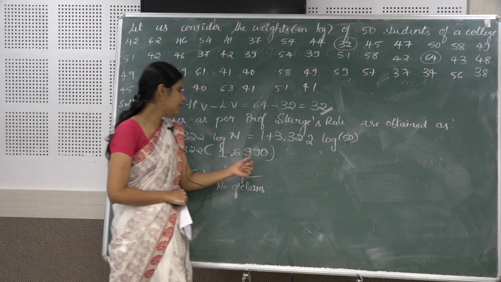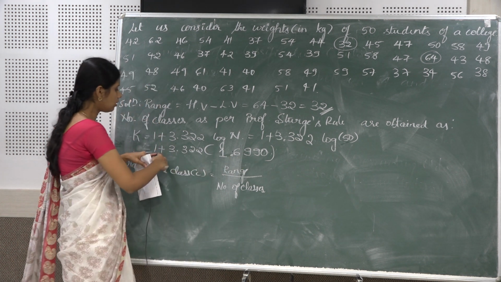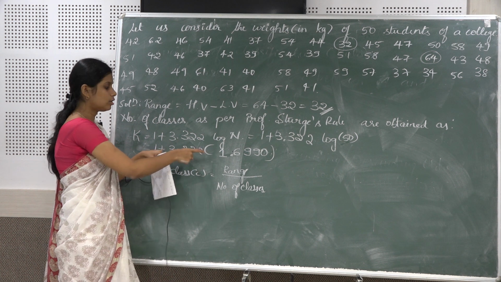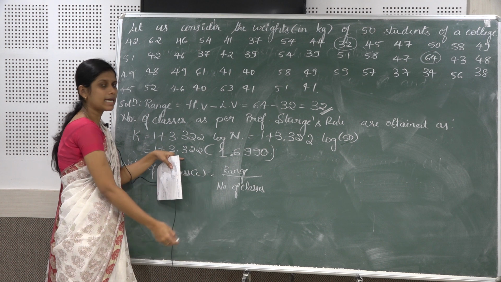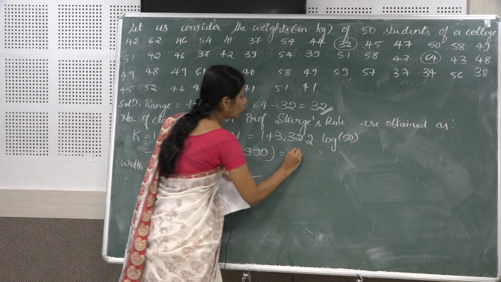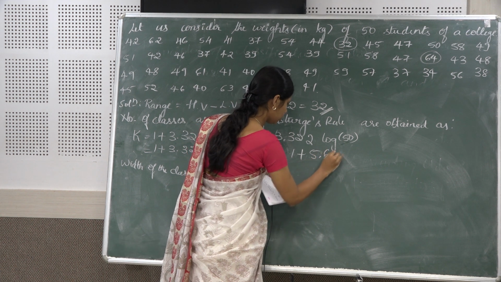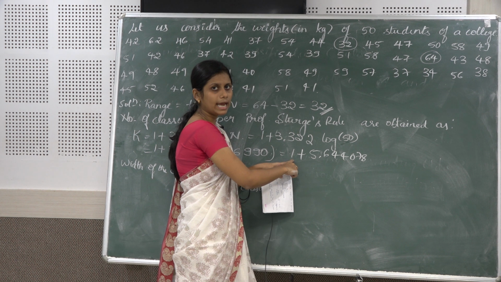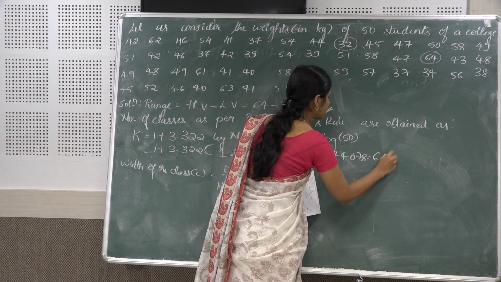So the value of log 50 in the log table is 1.6990. Now solve this. In the BODMAS rule, first you have to solve multiplication, then addition. So first solve 3.322 into 1.6990. When you multiply, the answer will be 5.644078. Now you can add 1 to this value. When you add, it will be 6.64.